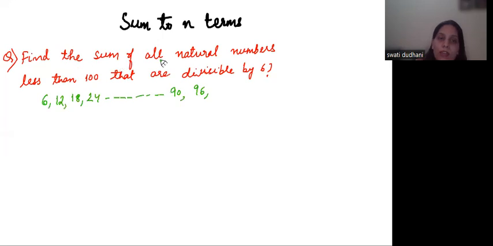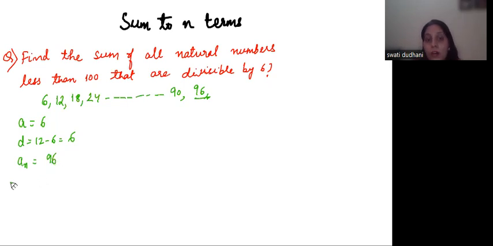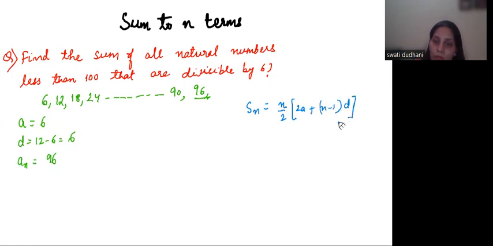Now, you need to find the sum of all natural numbers. As we know, we will first find the first term, that is 6, the common difference, that is 12 minus 6, which is 6. And you can see that the last term, an, is equal to 96. To find the sum, Sn is equal to n by 2 into 2a plus n minus 1 into d. Here I know the value of a, I know the value of d, but we do not know the value of n. So the very first thing we need to do is finding the value of n.